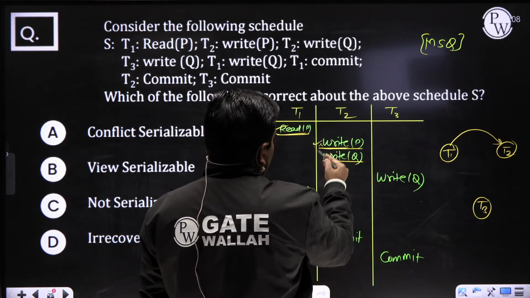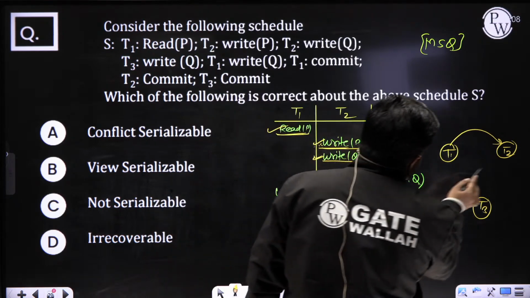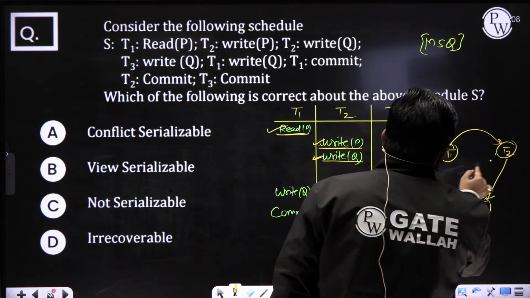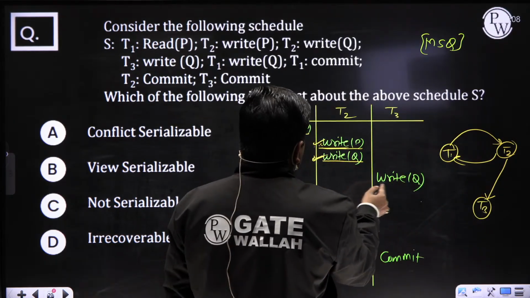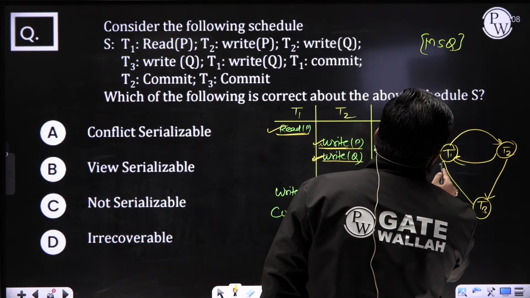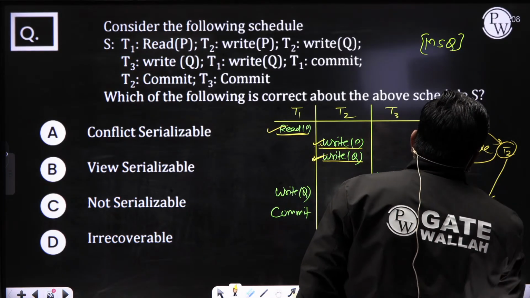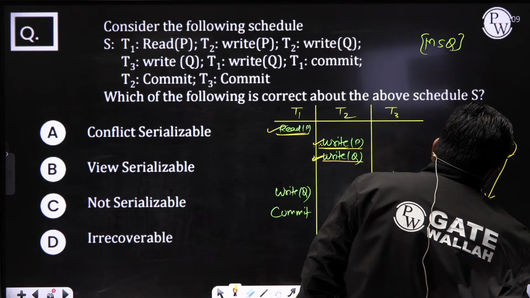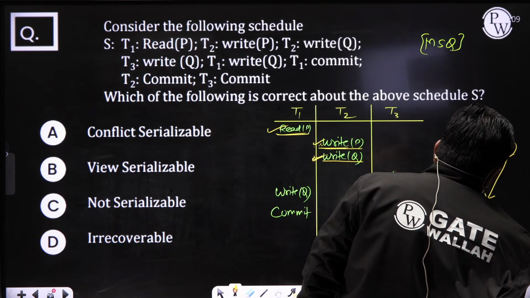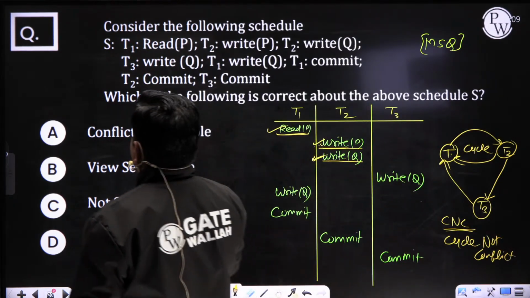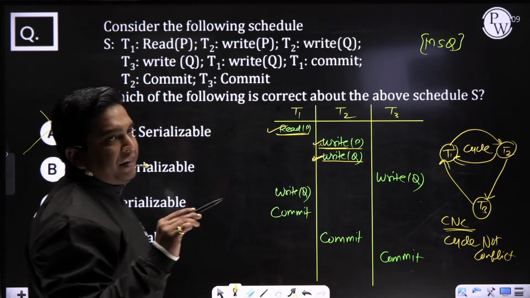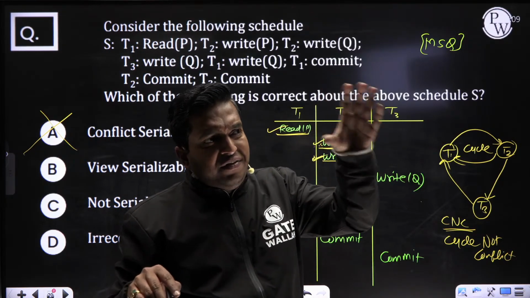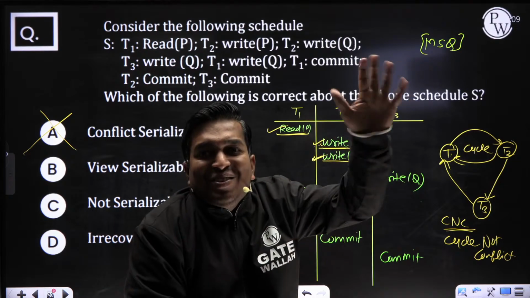No. Write Q to T2 से T3 and T2 से T1 also. Here T3 से T1. You can see here a cycle exists. So you know NC: cycle, not conflict. It is asking about the correct one. Conflict तो नहीं है. No my dear. Conflict is not there. Okay, just wait.